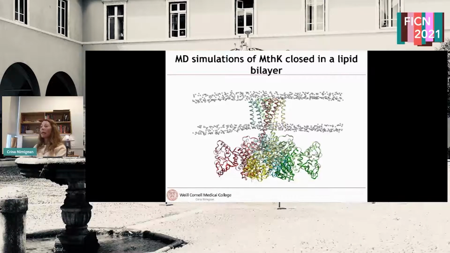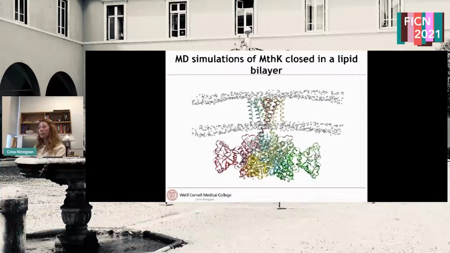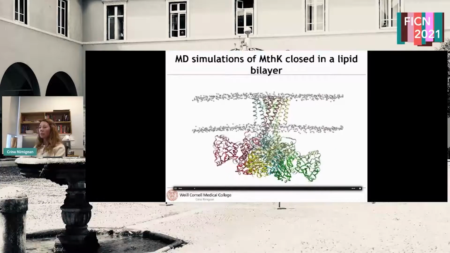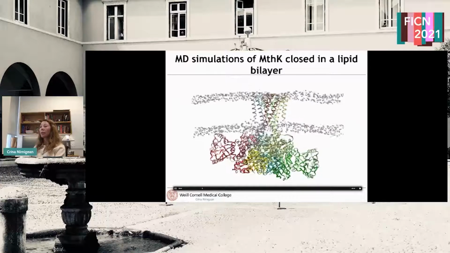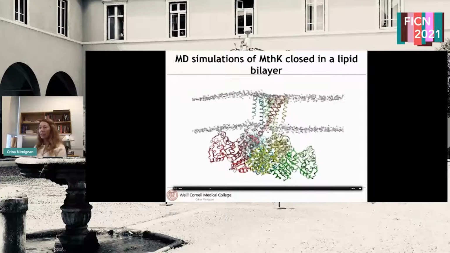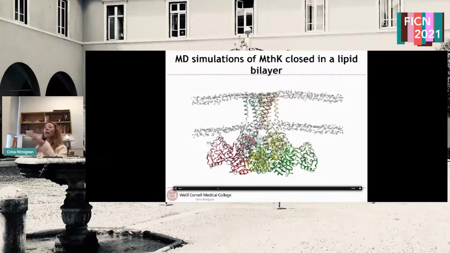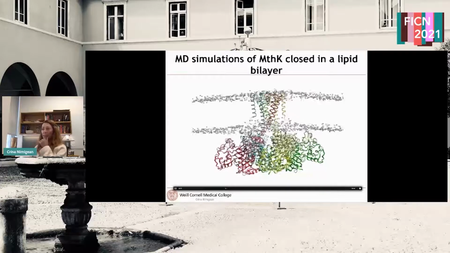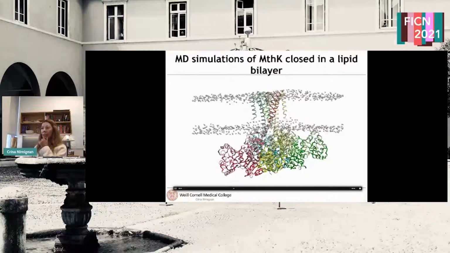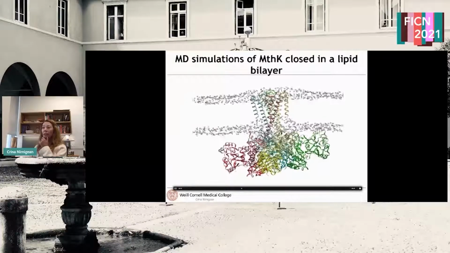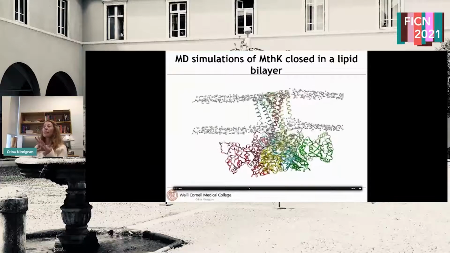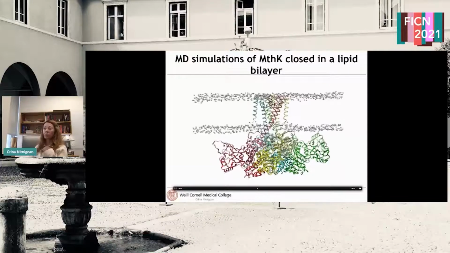And what you're going to see here is a movie. This is the original structure that we got of the closed channel. This is the bilayer, and I'm just showing the head groups here in gray. And here it starts. The first thing that we saw in this movie is that these C-linkers that you saw well defined in the structure are actually detaching from the RCK domain and moving towards the head groups of the lipids. And then you also see tilting of these gating rings when the RCK domains transiently contact the head groups of the lipid bilayer.